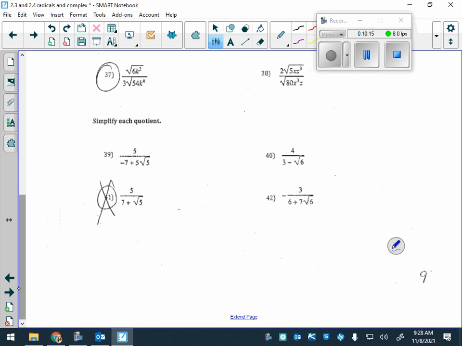So I want to look at 40. Okay? This is 4 over 3 minus root 6. Now, we cannot have a radical in the denominator, correct? And the only time we have seen a radical in the denominator is, say, if it was something like this, right? Where we would have to multiply top and bottom by root 3. But now we have an expression in the denominator, 3 minus root 6. So the only way to get rid of that is multiplying by something called the conjugate.